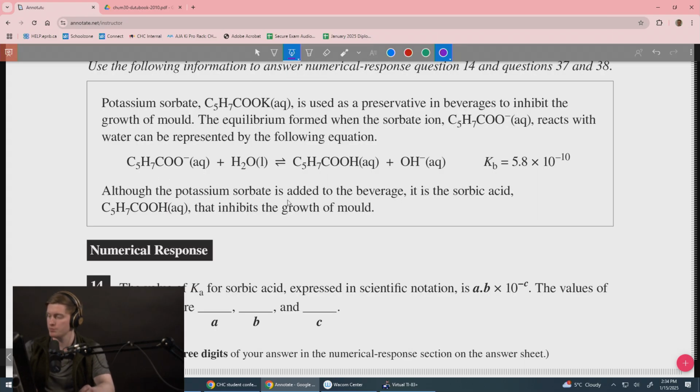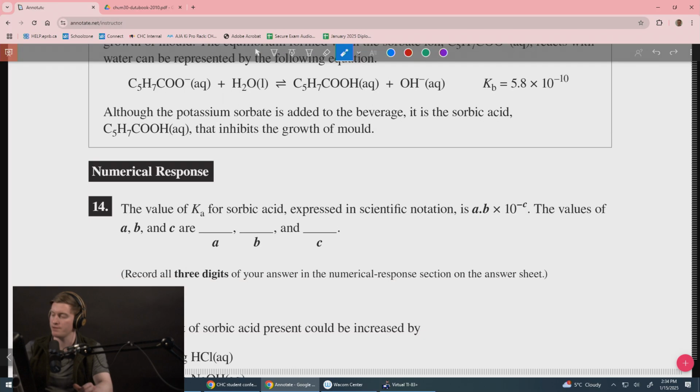Although the potassium sorbate is added to the beverage, it is the sorbic acid that inhibits the growth of the mold. So it's this one here. I guess I forgot that I'm on my touchscreen. This is the one that inhibits the growth of the mold. And we have our base constant here of 5.8 times 10 to the negative 10. The value of Ka for sorbic acid expressed in scientific notation is A dot B times 10 to the power of C.